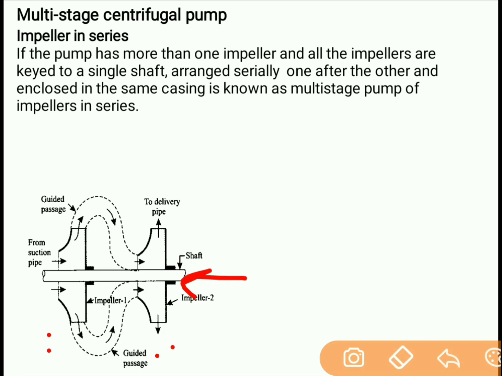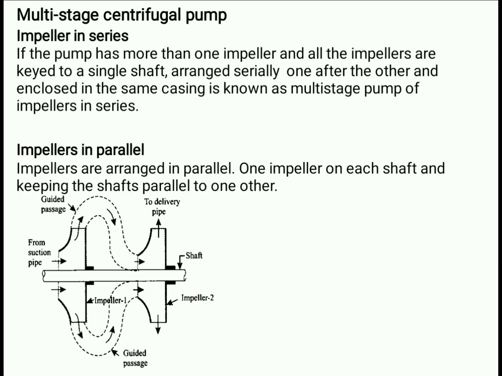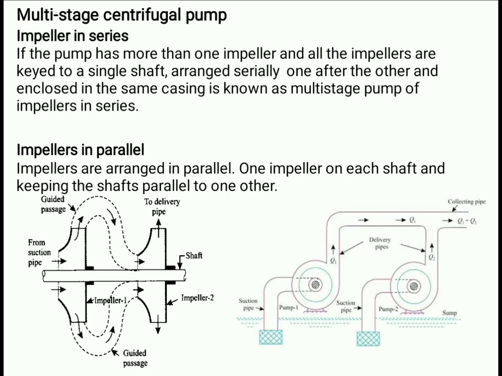So in impeller in series, if the pump has more than one impeller and all the impellers are keyed to a single shaft, then such an arrangement is considered as impeller in series. Next is impeller in parallel. Impeller in parallel means what? One impeller is there on each shaft, and hence the shafts are kept parallel to each other. So there is more than one shaft over here and there is more than one impeller.